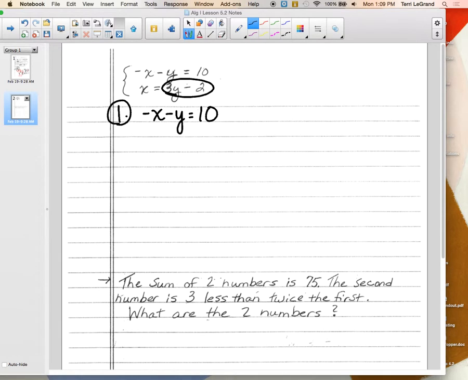It's always helpful to write down the system of equations first and take the time to do the circling, or take a highlighter and highlight that expression. But before, remember I also said, to help us be more successful, we're going to change it to add the opposites. We have negative x plus negative y equals 10. Now we're ready to substitute.